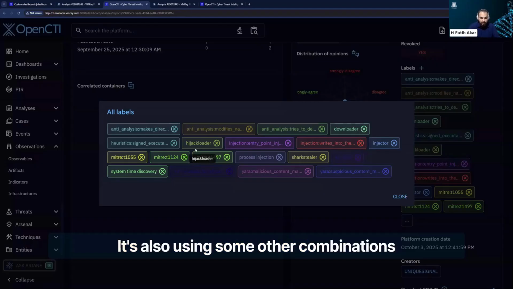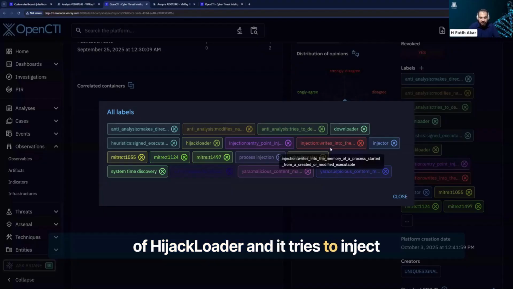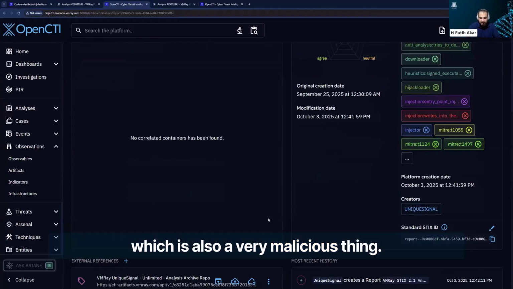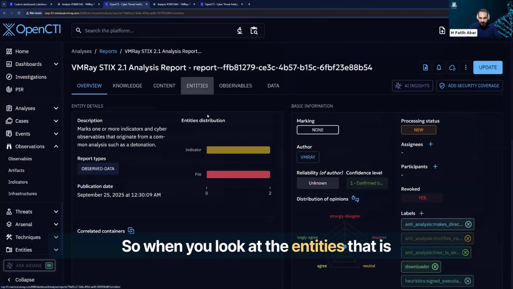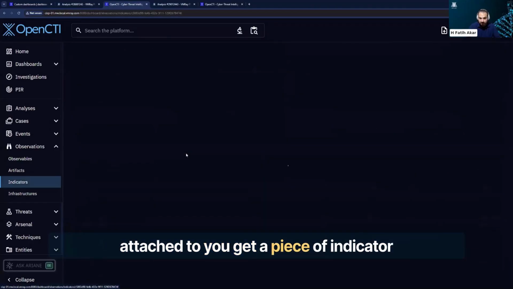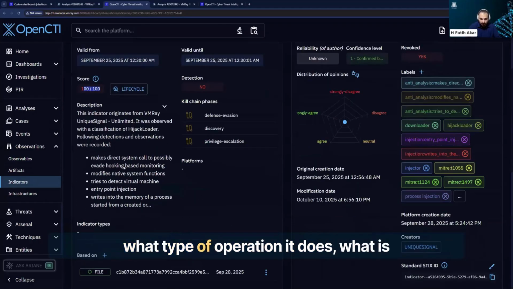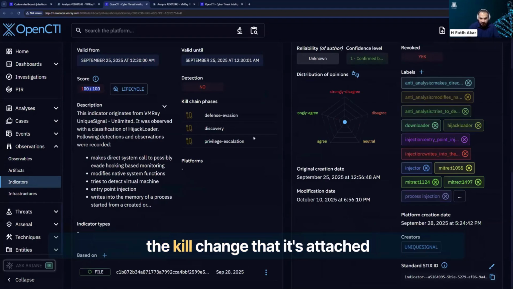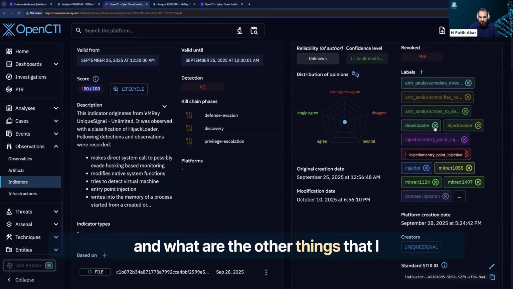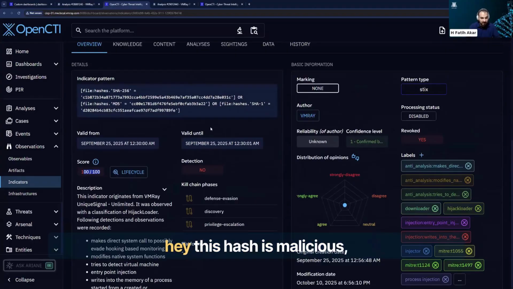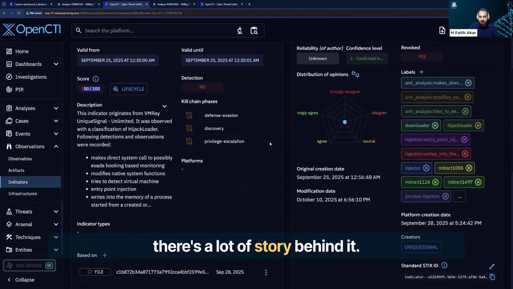It's a Shark Stealer. It's also using some other combinations of Hijack Loader, and it tries to inject into the memory of another process, which is also a very malicious thing. So when you look at the entities that it is attached to, you get a piece of indicator, not only knowing what this is, like with a high confidence, but you also know what type of operation it does. What is the kill chain that it's attached to? And what are the other things that I need to know about this particular indicator? So it's not just saying, hey, this hash is malicious. There's a lot of story behind it.